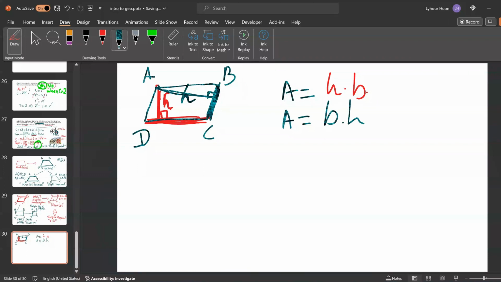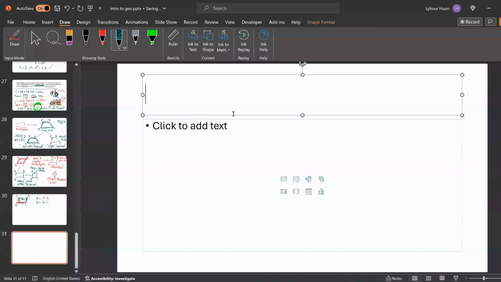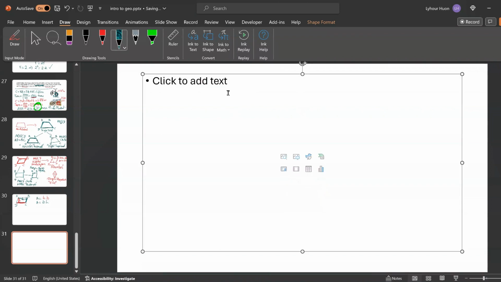Let's do a quick example, then we can have the idea of how parallelograms come about. So we have two shapes. This is the example: calculate the area of each parallelogram.